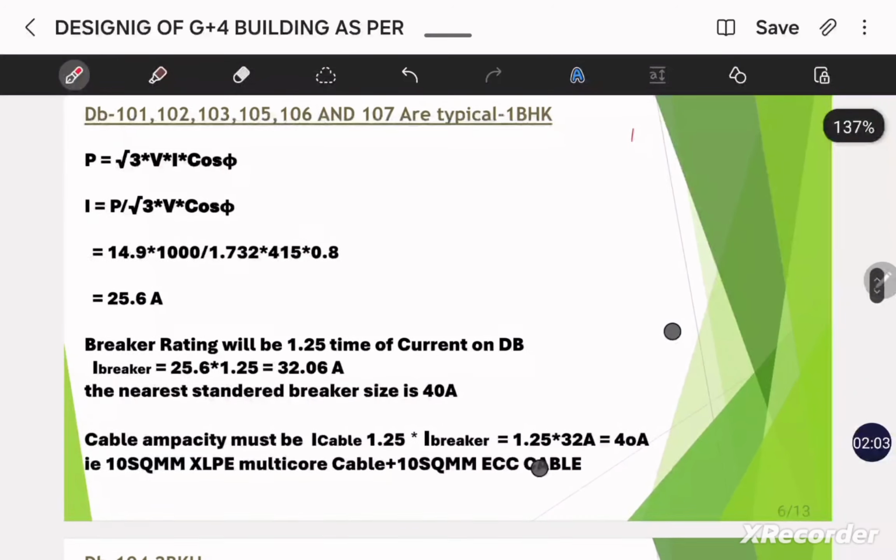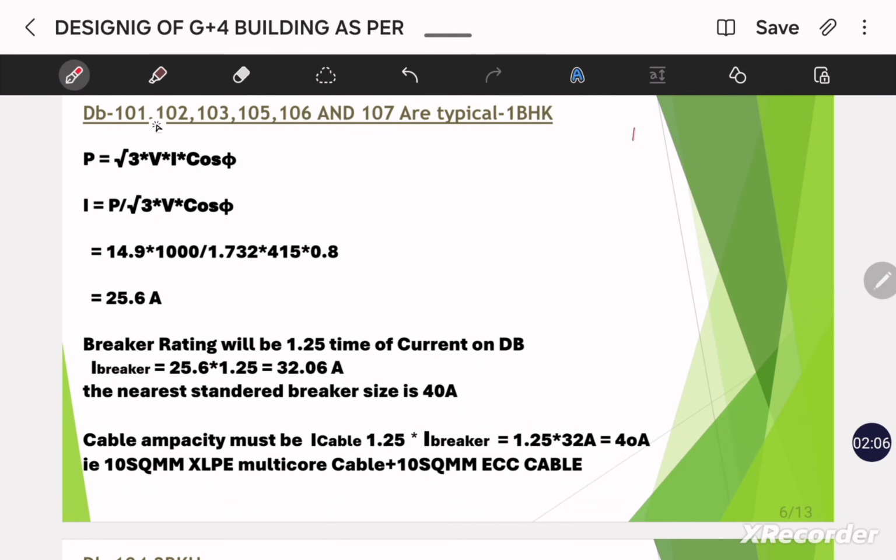Here I already wrote that DB101, 102, 103, 105, 106 and 107 are typical 1 BHK flats, and we know the load on that DB is 14.9 kilowatt. By the three-phase formula, power P is equal to √3 into V into I into cos phi. So we will calculate I. I will be equal to P by √3 into V into cos phi. We know the power, the load on the DB, so it is 14.9 kilowatt.